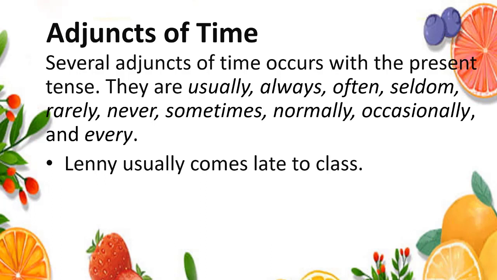This is a habit, but probably because the teacher is very strict, and the teacher gets very angry with her, Lenny may change the habit. But here, usually is the adjunct of time, and we can put it in the beginning, like Usually Lenny comes late to class, in the middle, Lenny usually comes late to class, or at the end, Lenny comes late to class usually. So the position of an adjunct can be in the beginning, in the middle, or in the end.